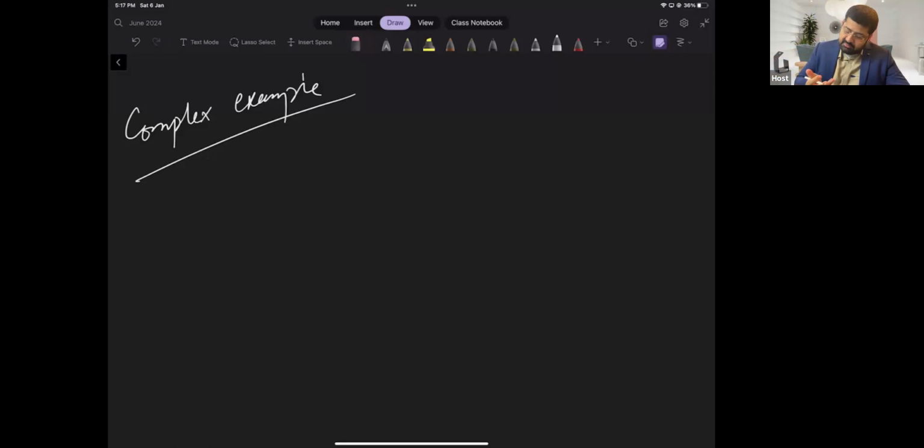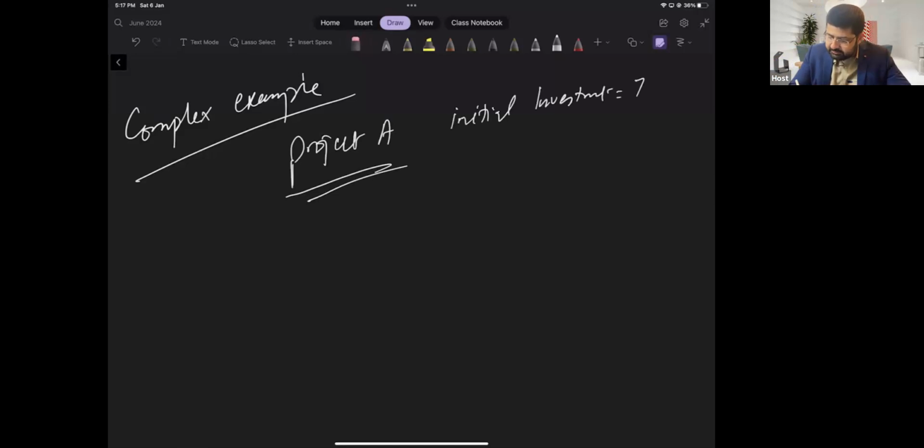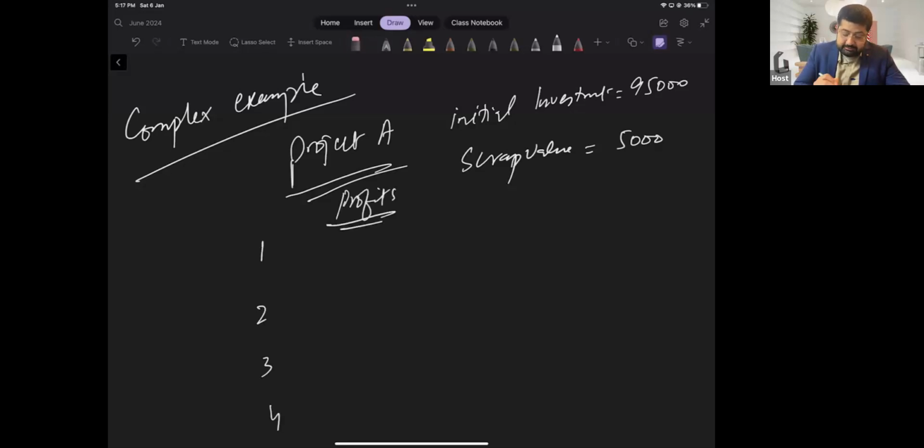Now, just see here. Project A. Initial investment is $95,000. Scrap value 5,000. And profits, what I said? Profits are here: 20,000, $35,000, 37,000, 47,000.